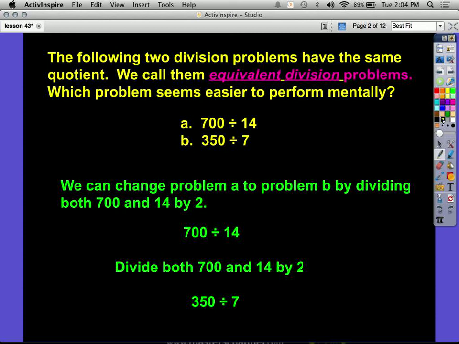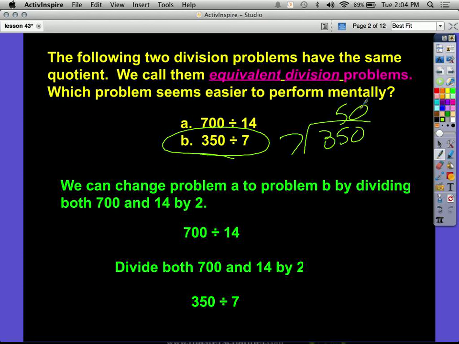I would hope that most of you, or all of you, are saying that one, because I know that if I write it out, that 7 is going to go into that 35 5 times, and I do my 0 there. Where if I write the other one out, I don't know how many times that 14 is going to go into 70. Not off the top of my head anyways.